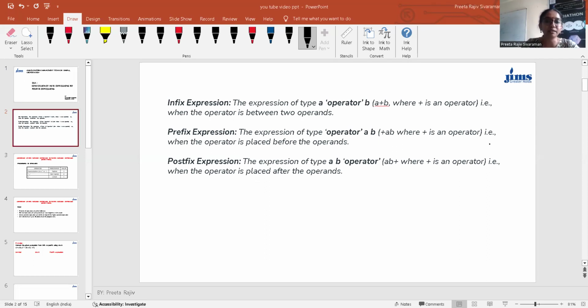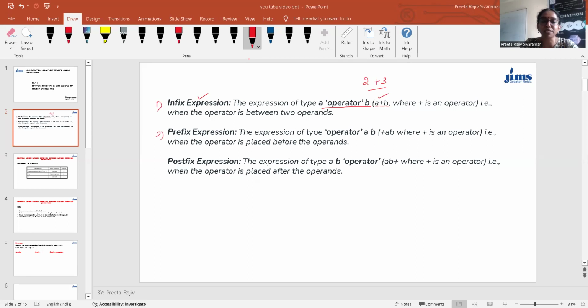Now, if you see the slide here, there are three types of expressions we use for processing in DSA. First is infix, the standard, human form of writing an expression, of the type A operator B. That is where we have A plus B. For example, 2 plus 3 is an infix expression, where the plus operator is between the two numbers 2 and 3. So if the operator is between the two operands, we call it an infix expression.